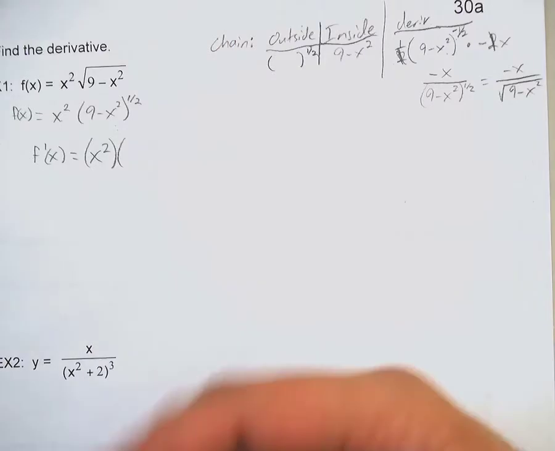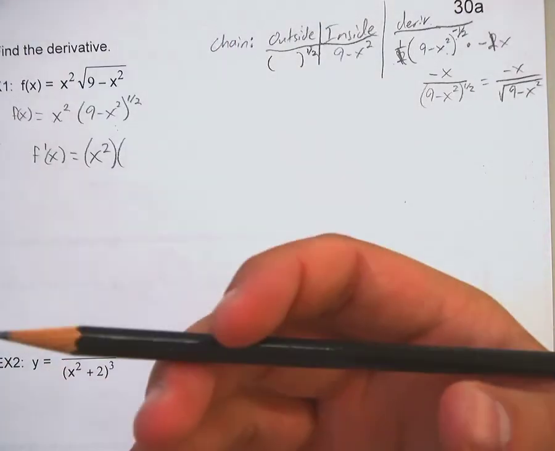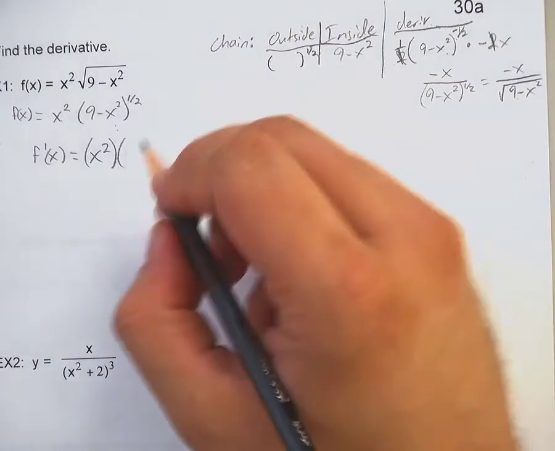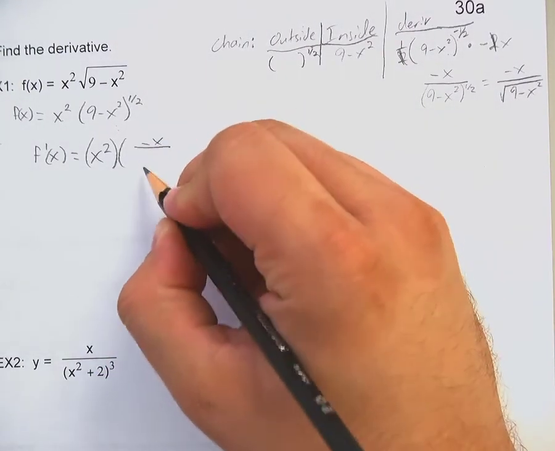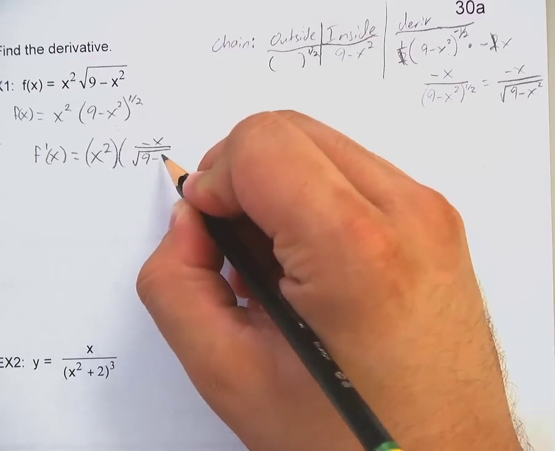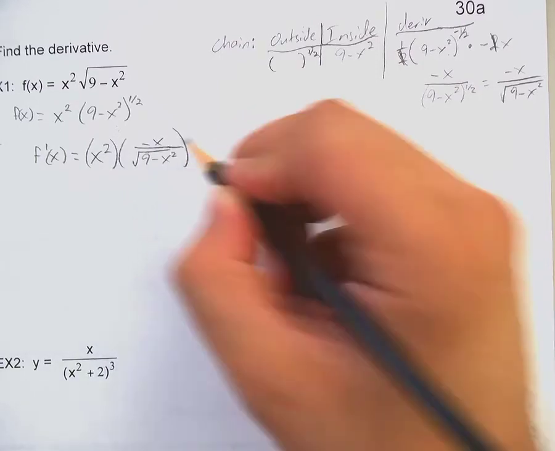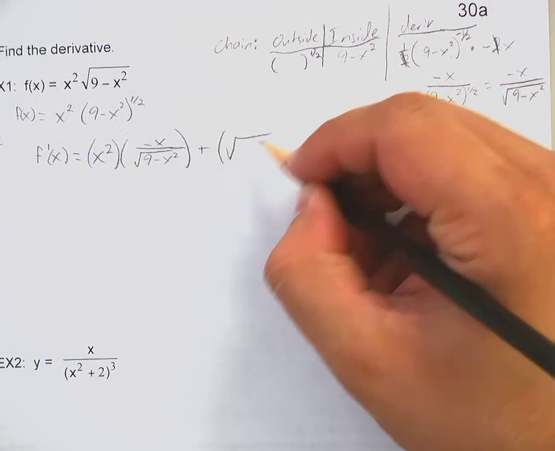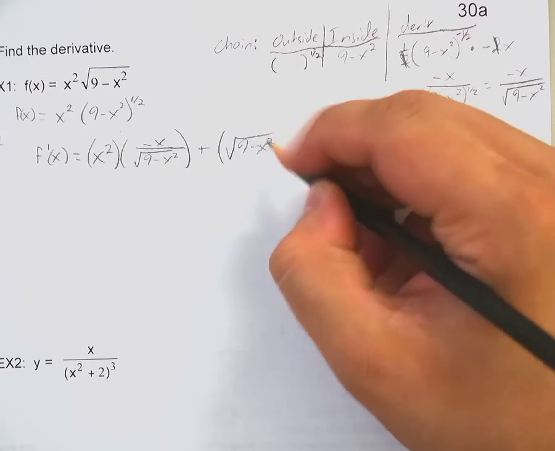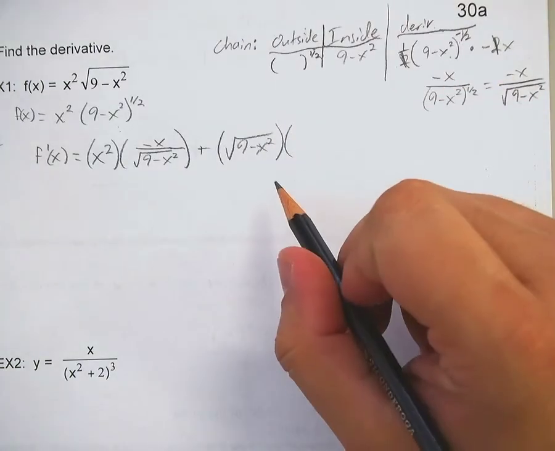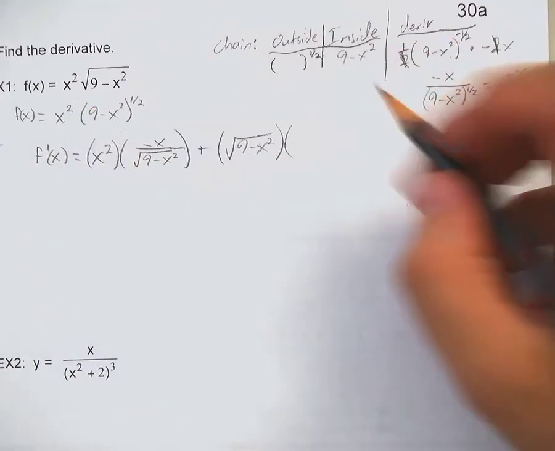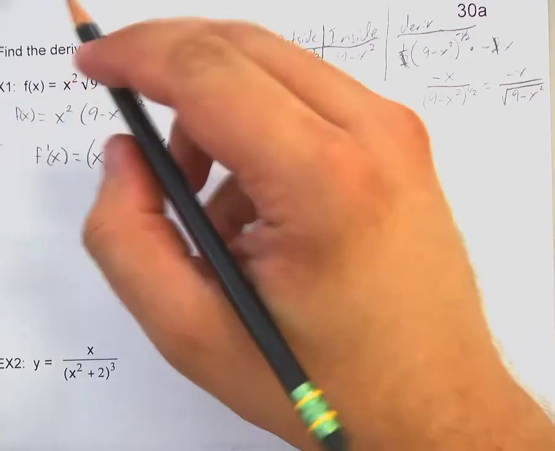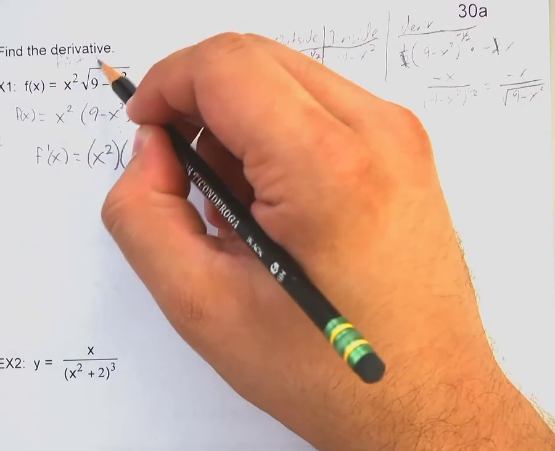Now I am, so just to see if I can make it a little neater, I'm going to use the square root. So times the derivative of the second is negative x over the square root of 9 minus x squared, plus the second, which is the square root of 9 minus x squared, times the derivative of the first. The first is 2x. Right? So again, you've got first, second.